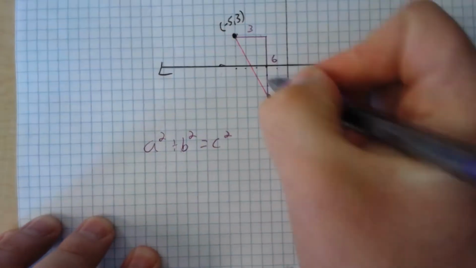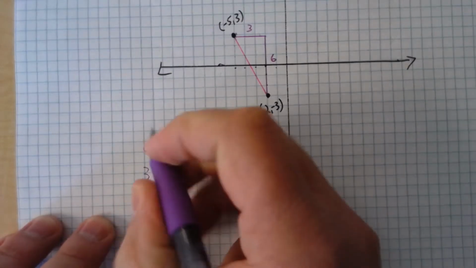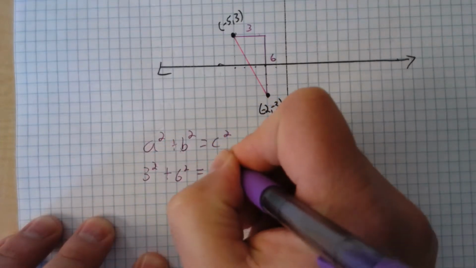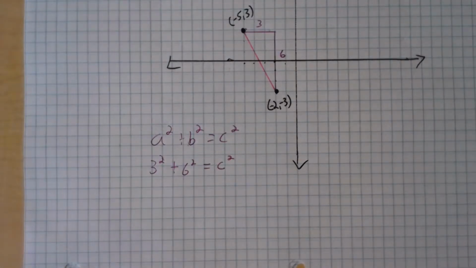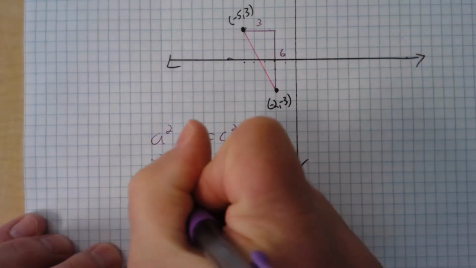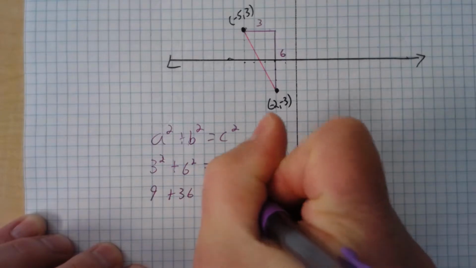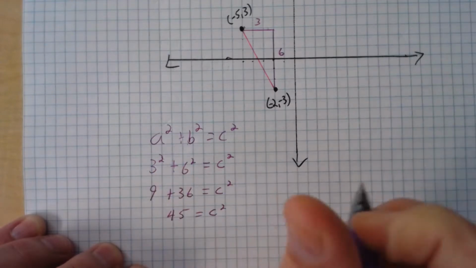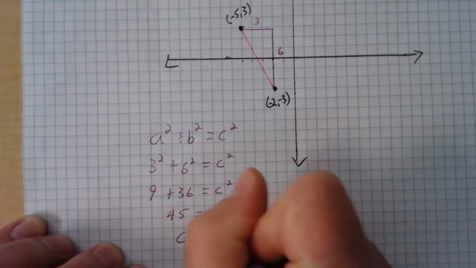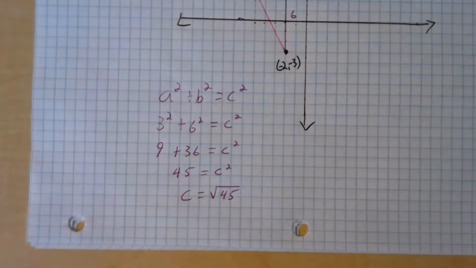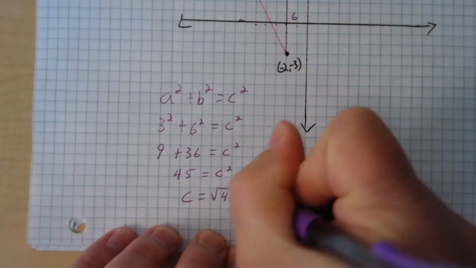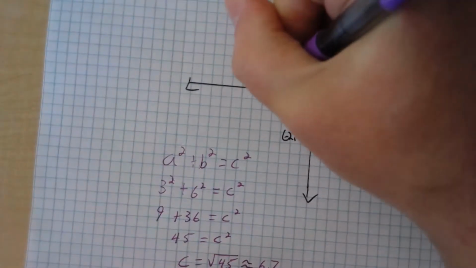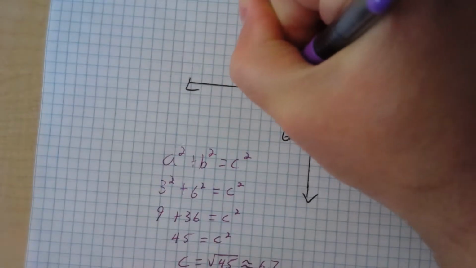So if I want to find this distance, I'm going to do 3 squared plus 6 squared is equal to C squared. So what does that end up giving us here? 9 plus 36 equals C squared. So 45 is equal to C squared, and then C is equal to the square root of 45, okay, which is approximately 6.7 units. So the distance from here to here is around 6.7, okay?